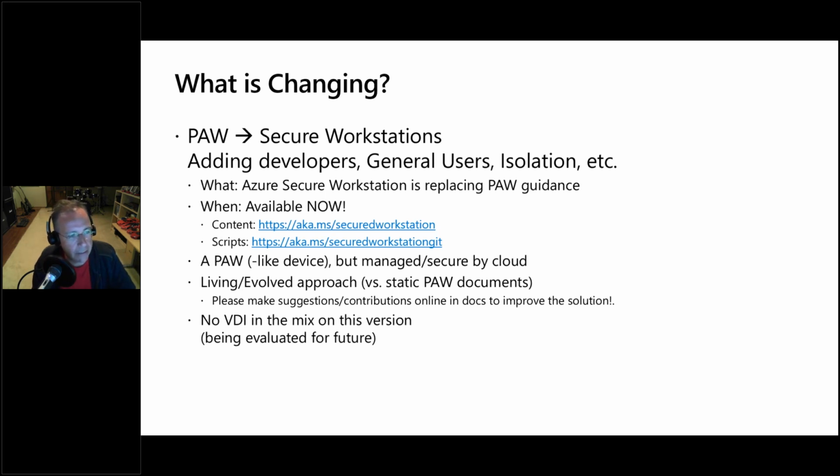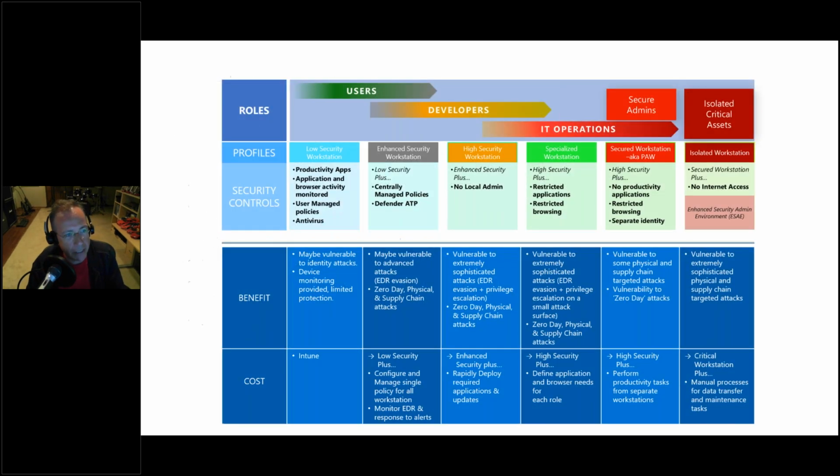So I wanted to point to that content, aka.ms/securedworkstation. We also have the scripts that implement that, so you can directly configure an Intune instance. So secured workstation Git, it's all hosted on GitHub. So you can create a PAW-like device that's managed and secured by the cloud. Right now we're still working on uniting it. If we look at how the model comes together, it's leveraging the same buildup that we have for the security configuration framework. So we start at low, enhanced, high, specialized, and secure, or PAW.